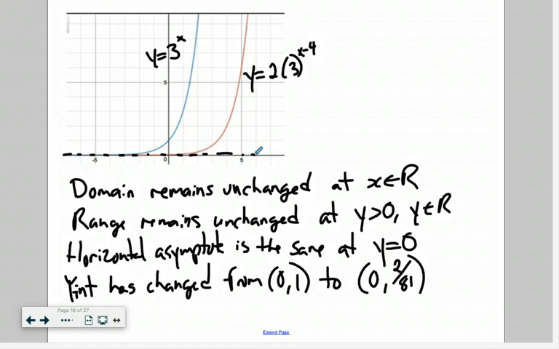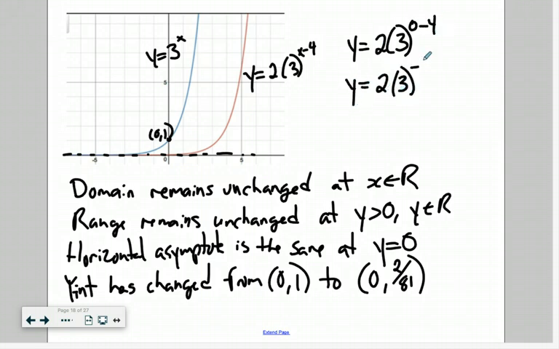What has changed though is your y-intercept. Of course, you can see that it has been shifted over. So that point there at (0, 1) would have moved over to this point, over 4, but it's also been stretched up 2 as well. Where this new y-intercept of the red function, the transformed function, is, you can just evaluate as you would. Substituting x equals 0, so 2 times 3 to the power of 0 minus 4.